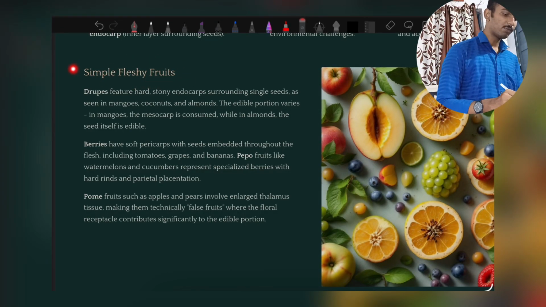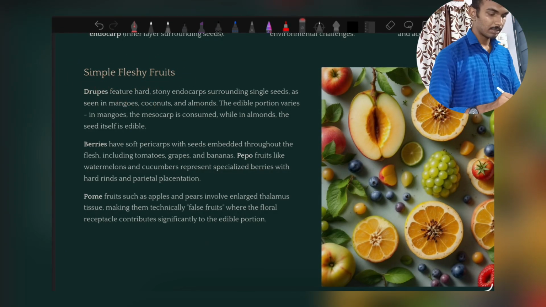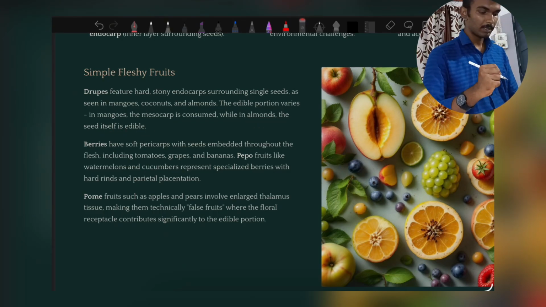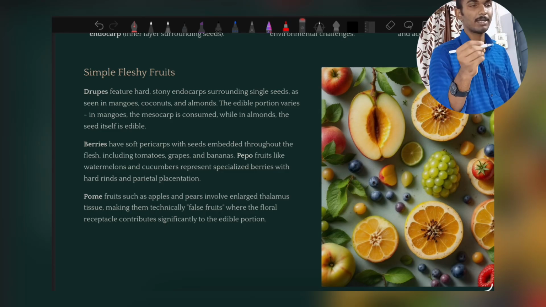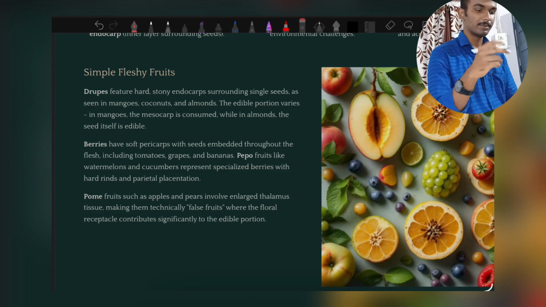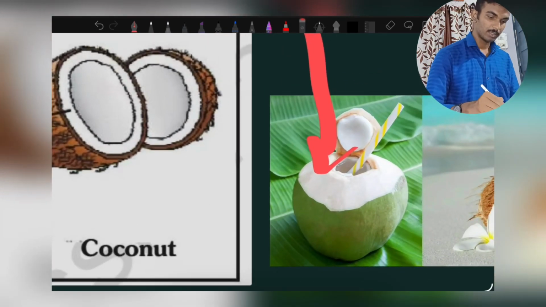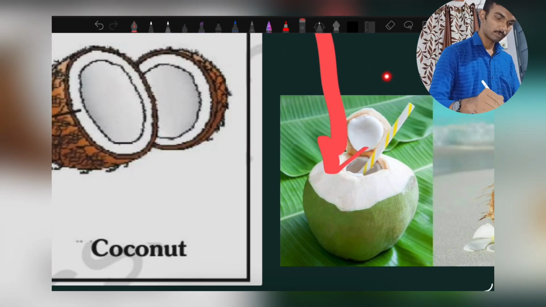Simple fleshy fruits and drupes feature a hard, stony endocarp surrounding a single seed, as seen in mango, coconut, and almond. The edible portion varies: in mango the mesocarp is consumed, while in almond the seed itself is edible. In coconut there are two types of endosperm. The free nuclear endosperm is the water that is inside the coconut, and the cellular endosperm is the white part. This part.